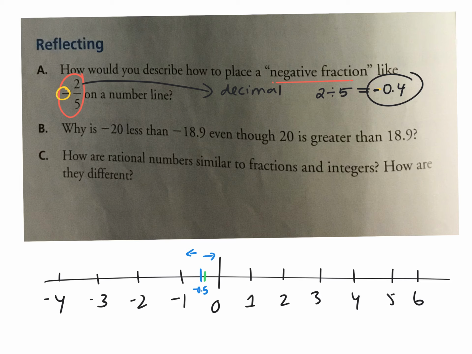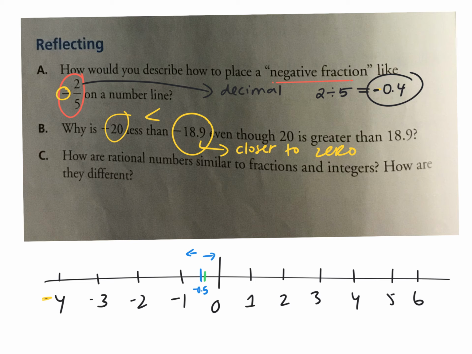Why is negative 20 less than negative 18.9, even though 20 is greater than 18.9? Why is negative 20 less than? Excellent. Perfect way to word that. This number, negative 18.9, is closer to 0. The closer you get to 0 when you're looking at the negatives, the greater the number becomes. Does that make sense?